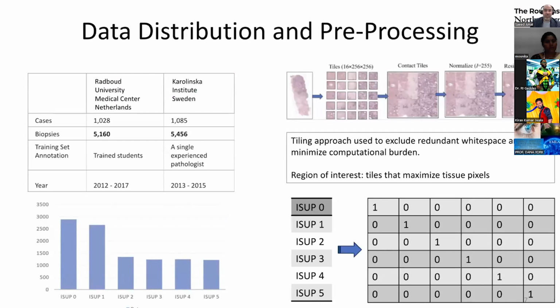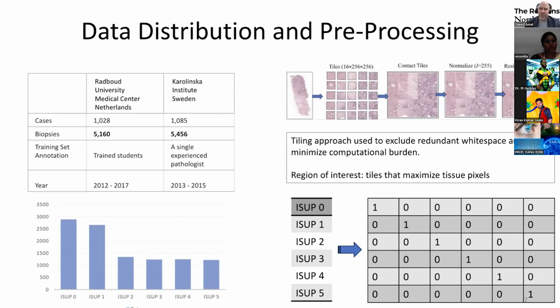So the dataset is relatively large. It's one of the largest datasets available in pathology. It consists of almost 10 to 11,000 cases, where some of them are from the Radboud University Medical Center in Netherlands, and it has around 5,000 biopsies. From each patient, we take multiple biopsies, annotated by trained students, and then for the Karolinska in Sweden, we had another around 4,000, where there is a single experienced pathologist.